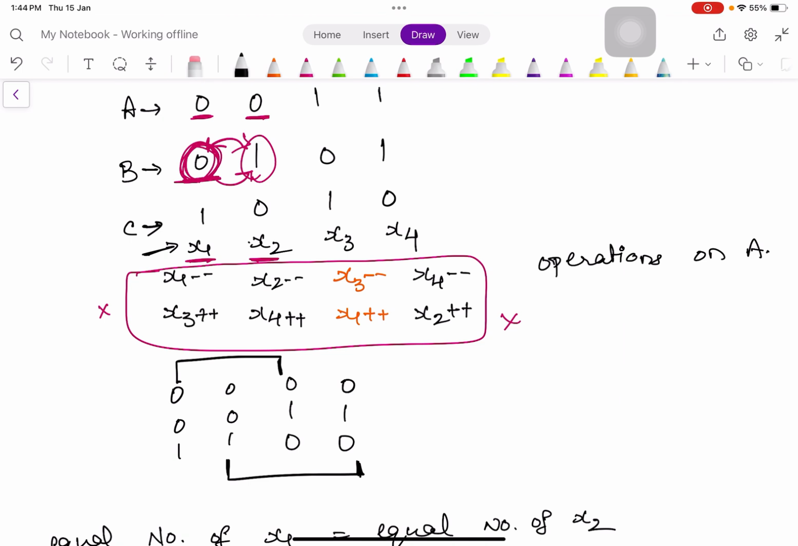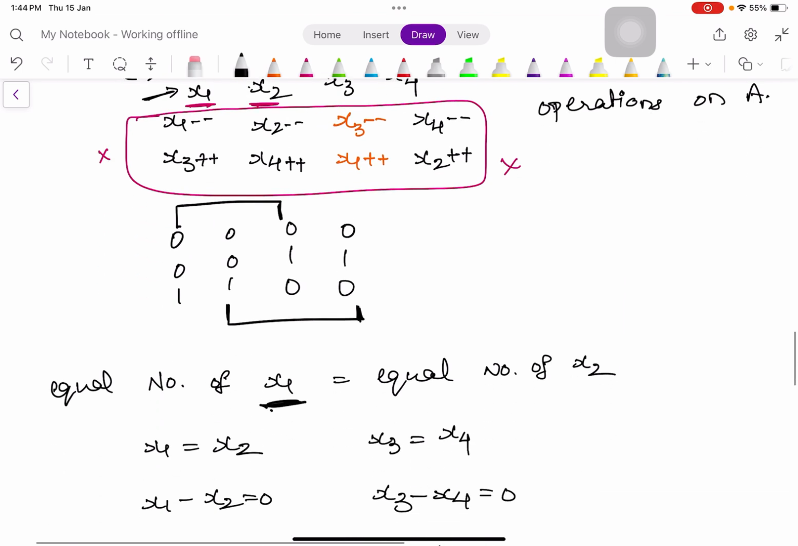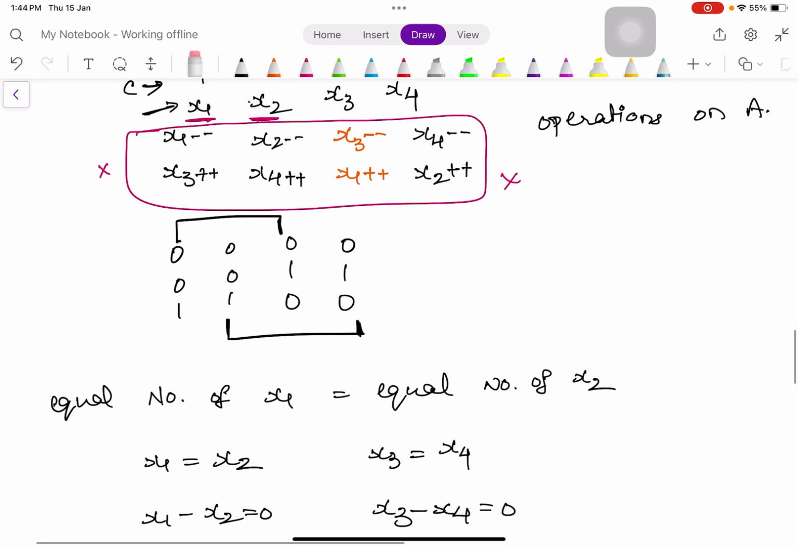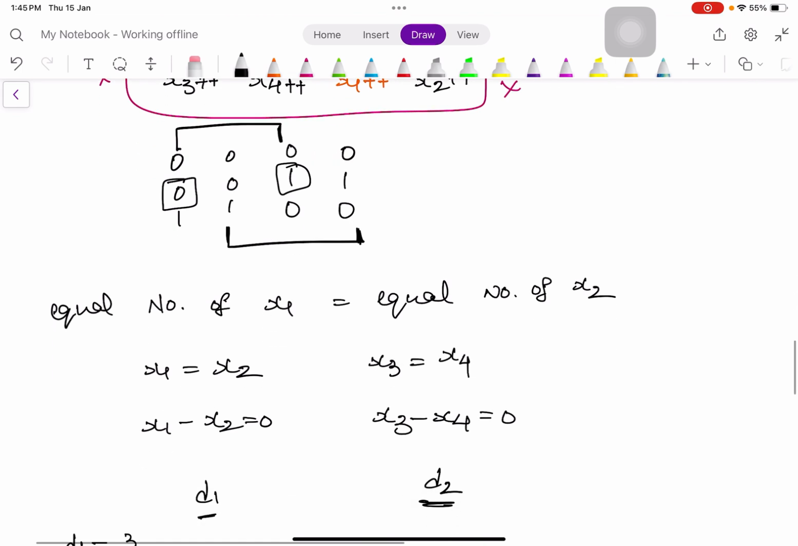It means we need an equal number of x1s and x2s. x1s and x2s should be in equal number. Then we can swap the character from the B string with the character in the C string, right? So that's how we got the formula: x1 should be equal to x2.